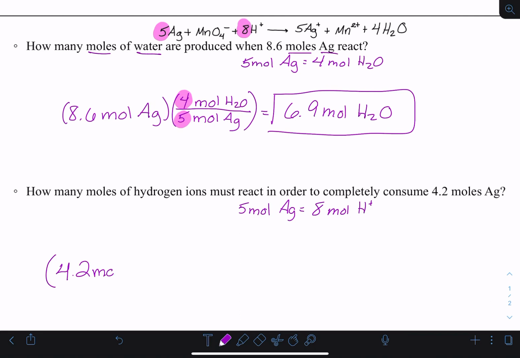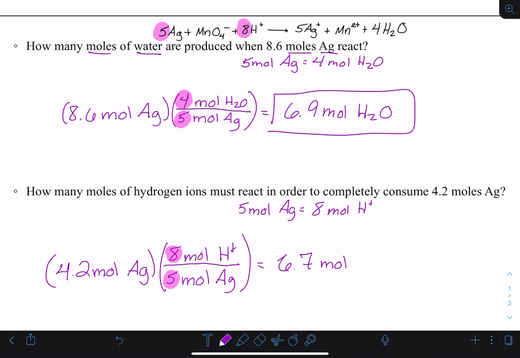So now we can do the same thing. We have 4.2 moles of silver that we're starting with. We want moles of silver to cancel, so that goes on the bottom. And the new unit we want to end up in is moles of H plus. So that goes on the top. And then we plug in the appropriate coefficients. The coefficient for silver was 5. Coefficient for H plus was 8. So these are coming from our balanced reaction. And then when we do out that math, we get 6.7 moles of H plus must be there in order to react all 4.2 moles of silver.